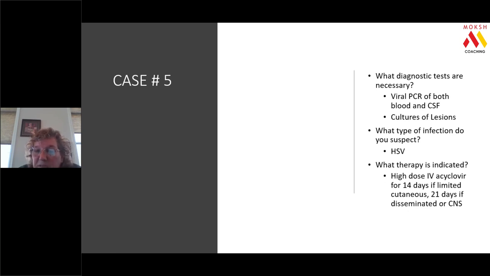Unfortunately, the consequences of missing herpes are so devastating. If you've ever seen a child, especially if they get CSF involvement, it is terribly, terribly devastating, and usually impacts the child developmentally, et cetera, and sometimes can be fatal.